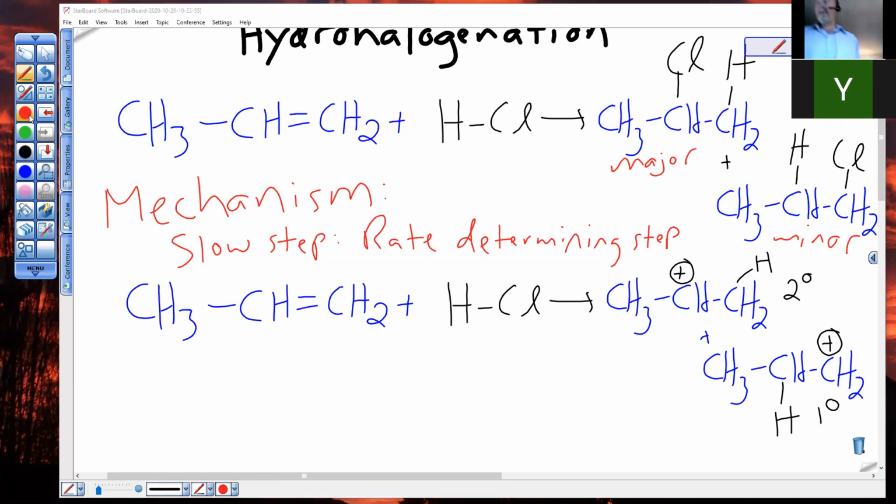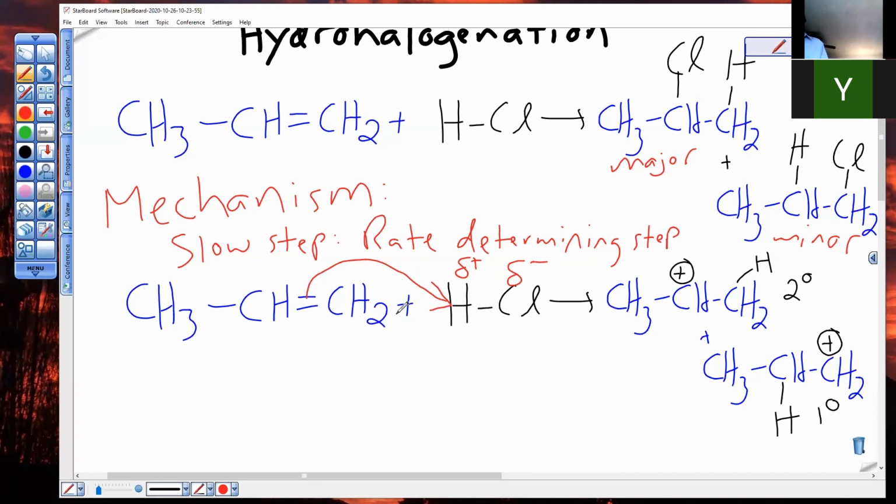The mechanism is, how do the valence electrons move to create this new sigma bond and the carbocation? And here's how you read these arrows. First arrow starts on the pi electrons of the alkene, attacks the very positive hydrogen atom. Why is it very positive? Well, you would be positive too if your electronegativity was 2.1 and you were bonded to something with an electronegativity of 3.0.